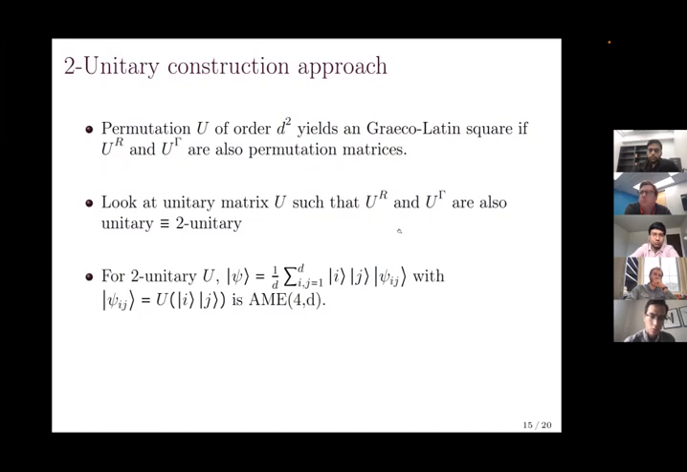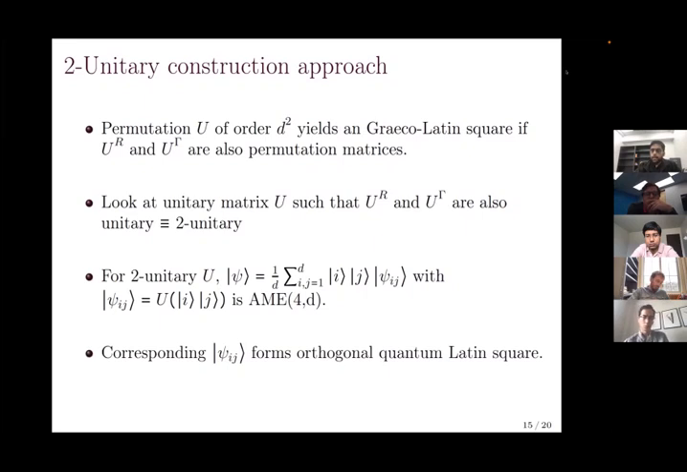So for a 2-unitary, you can get the absolutely maximally entangled state by defining psi as psi_ij, where psi_ij you get by applying this 2-unitary on this ij. So this corresponding state is an absolutely maximally entangled state. They use this idea. Now the problem of finding T_ijkl has been reduced to finding a 2-unitary matrix.